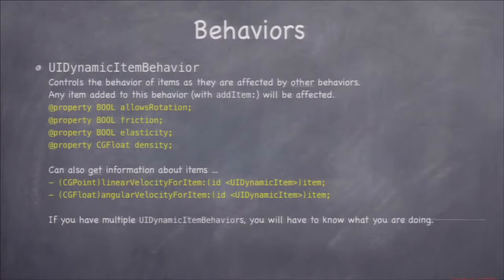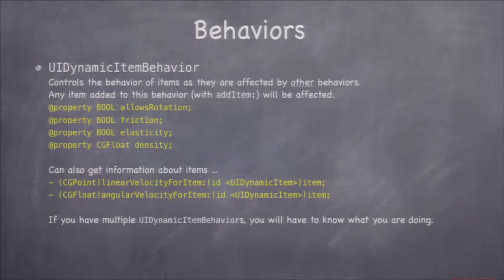Another thing about behaviors is you want to be able to set this friction, elasticity, the density, all these things I was talking about, on the items independent of the other behaviors. So if I have friction, I want it to apply whether it's gravity that's causing the thing to move or whether a collision caused it to move.